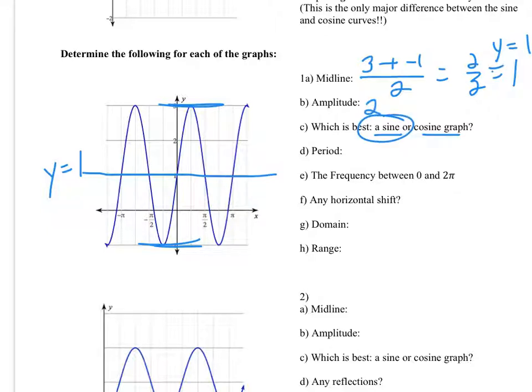Period. How long does it take to make one complete cycle? So it starts at the midline, does a mountain, does a valley, ends at the midline. So how long did that take? Well, one complete cycle was from here to here, so it took from 0 to pi, so the period is pi. So what is the frequency between 0 and 2 pi?